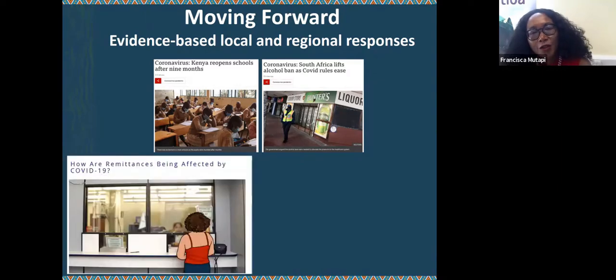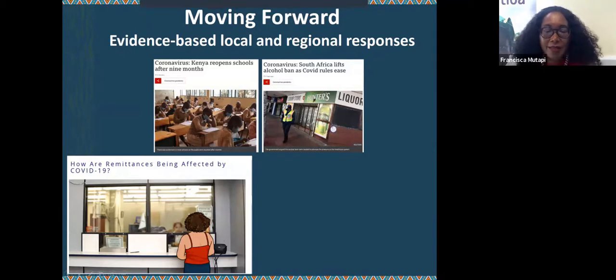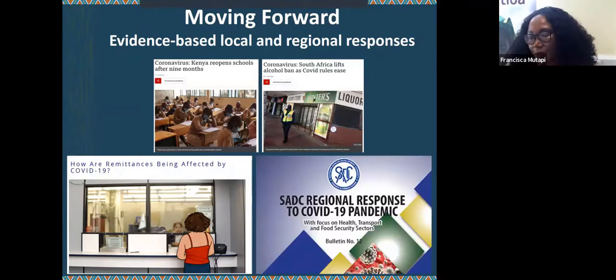But what happens in your neighbor's country or in other regions of Africa matters to what's happening in your own country. And here is an example that most people will relate to: how remittances are being affected by COVID-19. So to look at the entire package, SADC has been discussing the regional response to the pandemic. And here's a blueprint. I think this particular one was published much earlier on in the pandemic. And this one focuses on health, transport, and food security sectors.